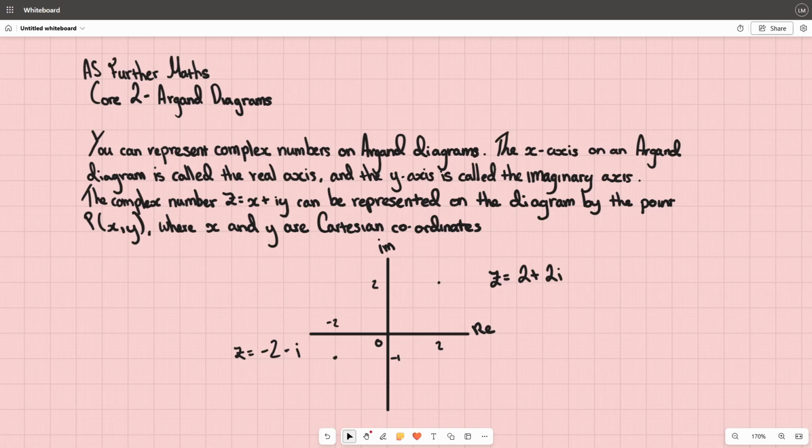So you can represent complex numbers on Argand diagrams where the x-axis is the real axis and the y-axis is the imaginary axis. So the complex number z equals x plus iy can be represented on the diagram by the point P (x, y), where x and y are Cartesian coordinates. So you see there's a diagram where z equals 2 plus 2i, and you see the point. And then I've also done one at z equals 2 minus i.